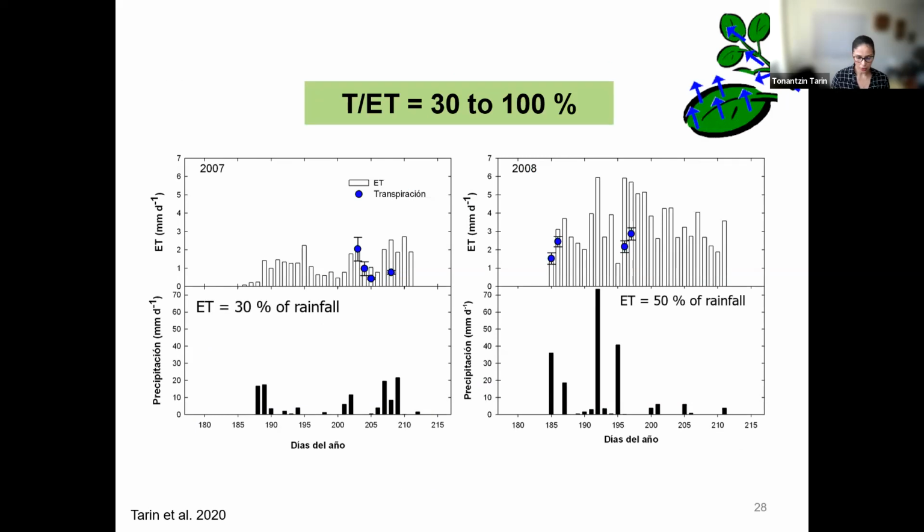So in general, we found that independently of the 3 delta T methods applied, or weight to partitioning, transpiration was accounting for 30 to 100% of the evapotranspiration at the site during the wet season.